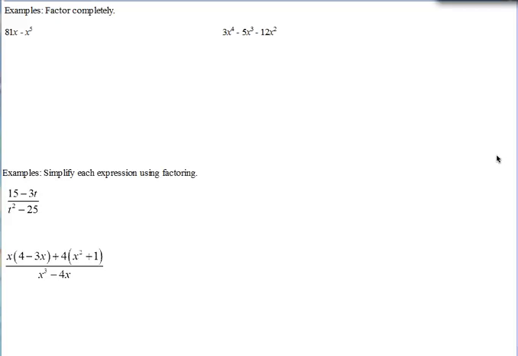These are the notes for AP Calculus on the topic of factoring, simplifying, and solving equations and inequalities using factoring. So let's start with a little review of factoring. Instructions here say to factor completely.